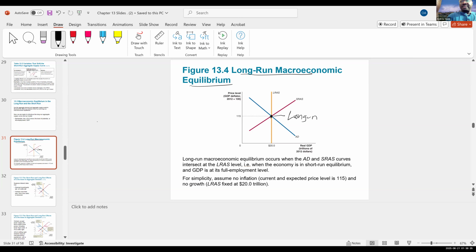This is your long run macroeconomic equilibrium point. The output that is going to be produced, which is this $20 trillion worth of real GDP, is what we call your potential GDP, your YP, or your full employment GDP, or sometimes a long run output level because we're in long run equilibrium. And then the price, this 115, is the general price level at that equilibrium.